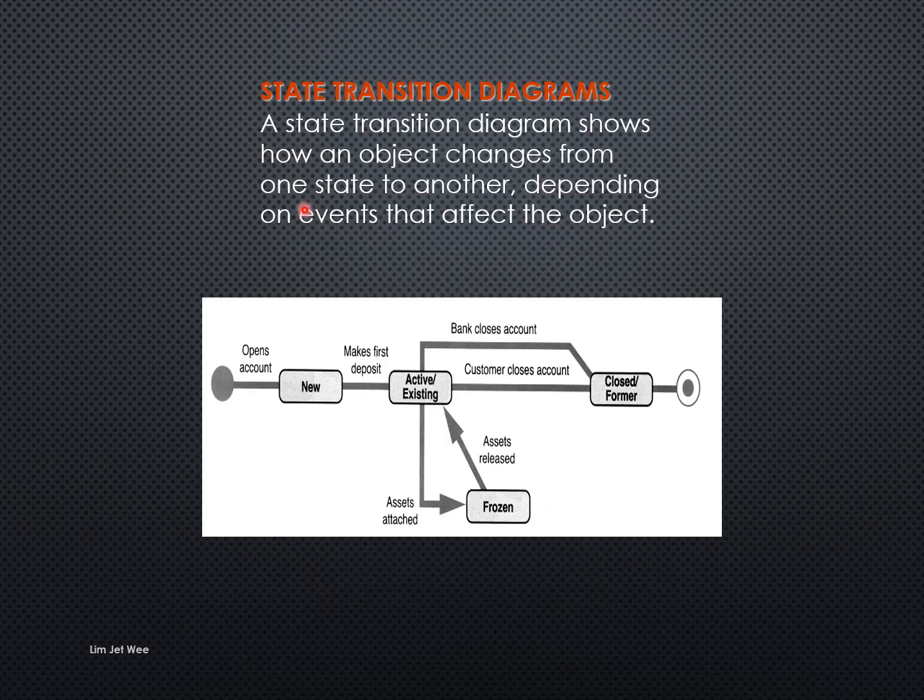And lastly, you have your state transition diagram. So how does it change from one state to the other? All these blocks are states, and what triggers it to change from one state to another state are the lines.